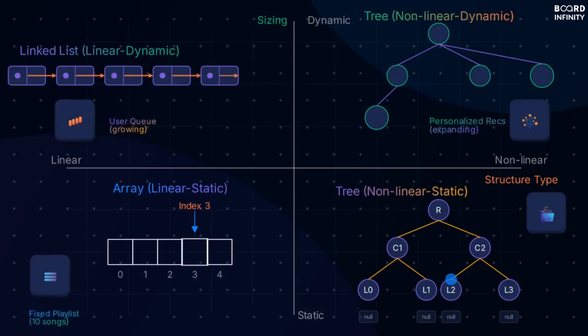Spotify uses both dimensions. A playlist might use a static array or a dynamic linked list. Genre catalog forms a tree, nonlinear and hierarchical. Understanding these two axes helps match structure to problem.